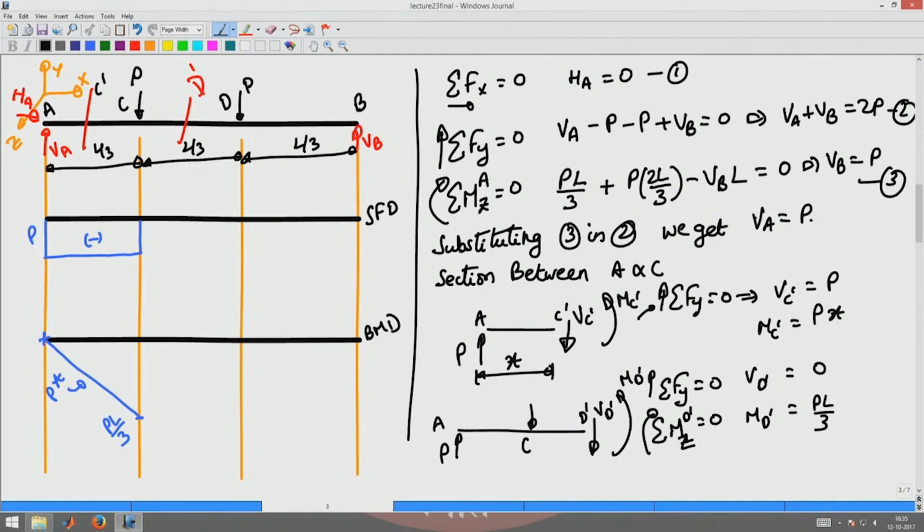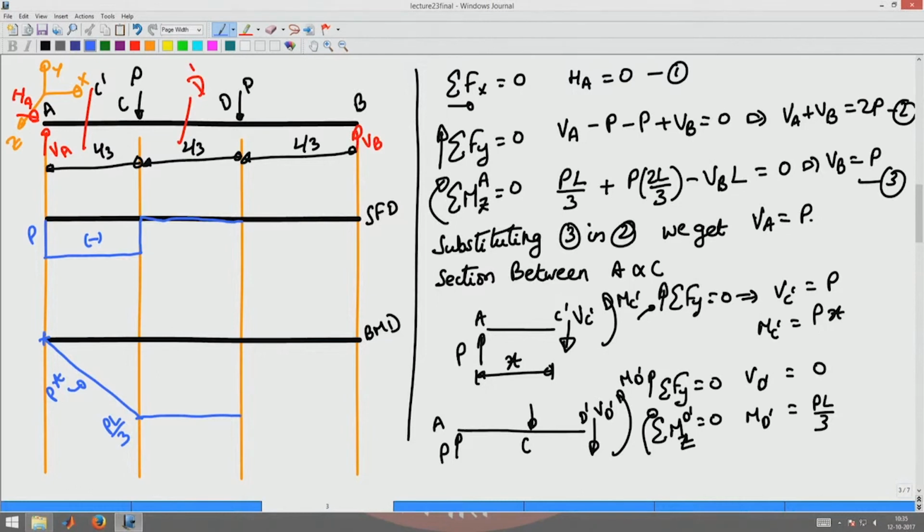So, the shear force is 0, which is easy to draw. The line remains on the beam. The bending moment is also constant in this section, which is P L by 3. So, it will be like this, a constant bending moment P L by 3, which is evident because the shear force is 0 in this section, so the bending moment cannot vary.